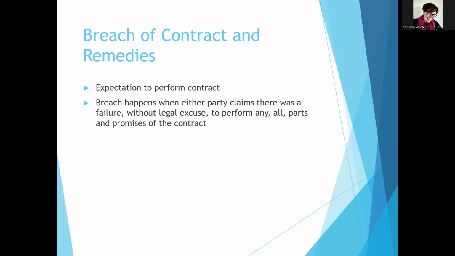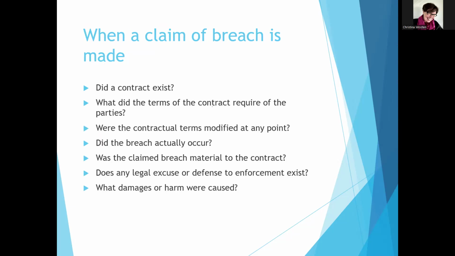Our book also talks about breach of contract and remedies. So there's an expectation to perform a contract when you sign it. What that means is if you and I go into contract, we both have some responsibilities that when we sign that contract, we're agreeing that we're going to do these responsibilities. In my car for money example, I'm going to sell you my car, you're going to give me some money, and the money's going to be good money, and the car is going to be a car as I explained it. Breach happens when either of those two parties claims there was a failure without legal excuse to perform any, all, parts, and promises of the contract. So that's what a breach means.